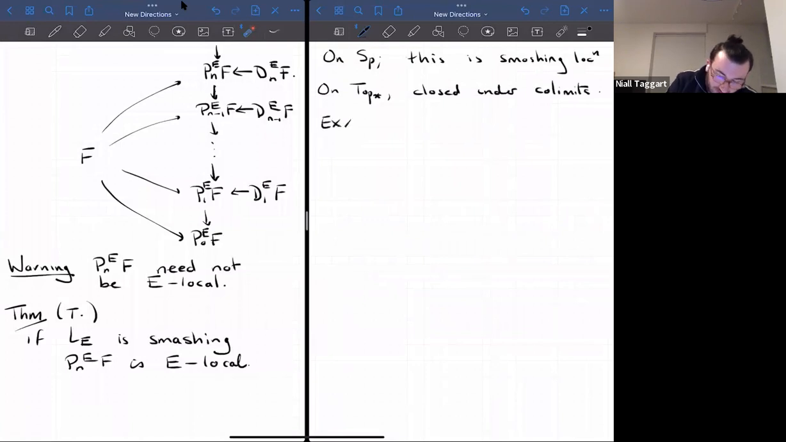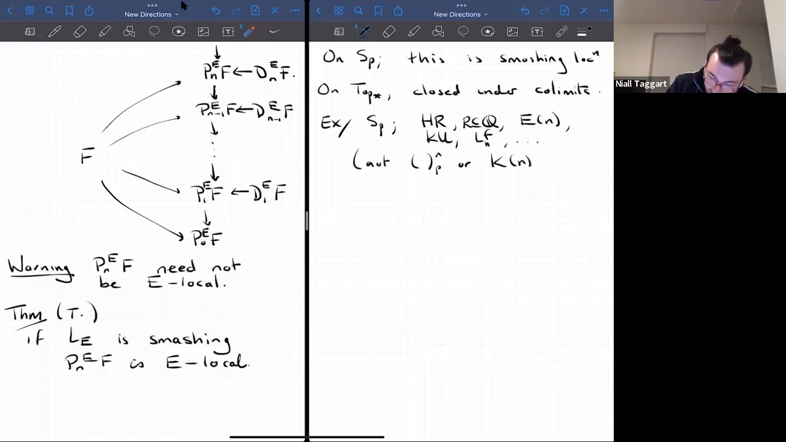And I guess the important thing to keep in mind is the examples. On spectra, you have the standard ones: localizations at subrings of the rationals, Johnson-Wilson E-theories, complex K-theory, finite localizations, etc., but not things like p-completion or localization at Morava K-theory. And on spaces, I guess the prototypical example is localization at some subring of the rationals.